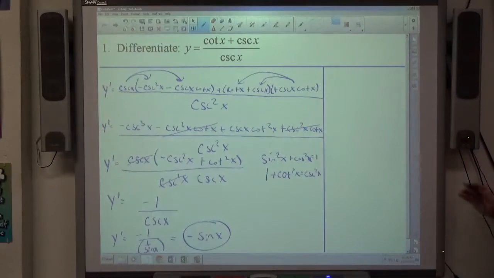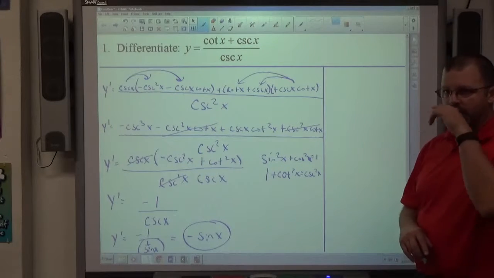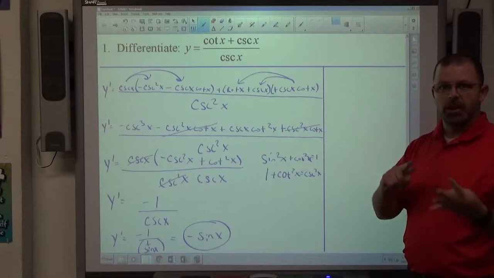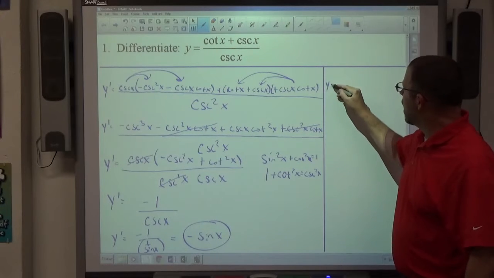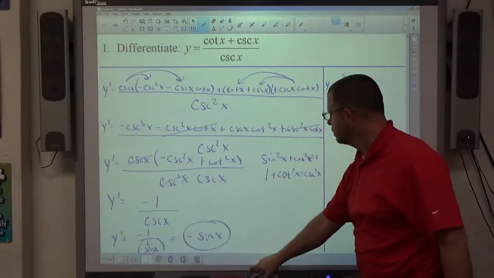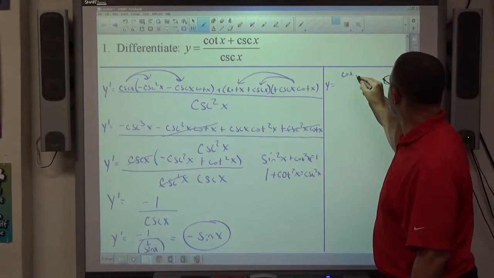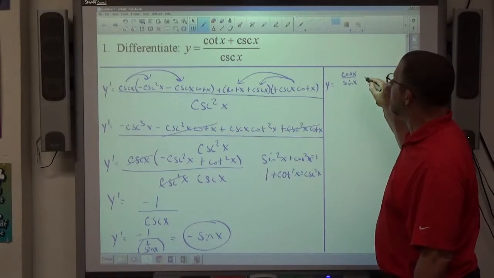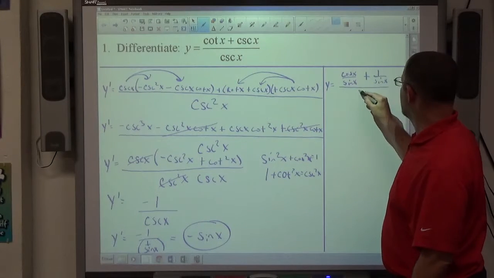We'll call that the way we don't want to do. The one on the test should work similarly to this. If we focus on our top 4 trig identities, ones that change tangent, cotangent, secant, cosecant into sine and cosine structure, our original problem is y equals cotangent of x, which is cosine of x over sine of x, plus cosecant, which is 1 over sine of x, all over cosecant, which is 1 over sine of x.